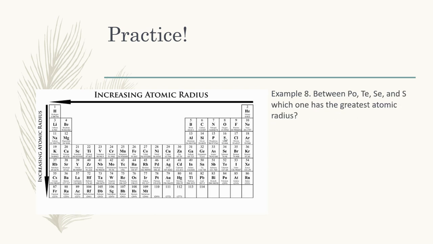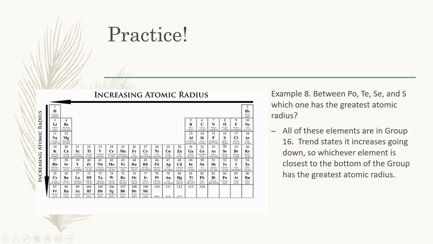Now let's look at some specific elements. We have polonium, tellurium, selenium, and sulfur. So these are right here. They're in one column. So this is group 16. And the trend states that it increases going down. So whichever element is closest to the bottom of the group has the greatest atomic radius. So that would be polonium. So polonium has the greatest atomic radius.